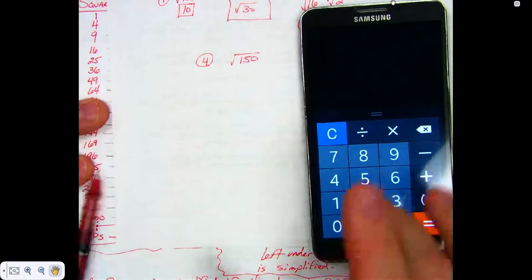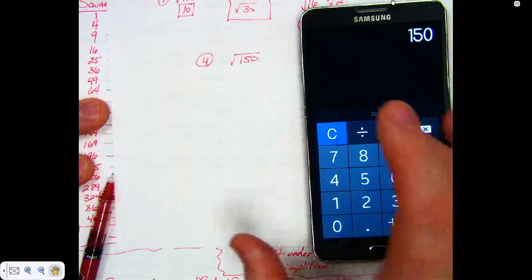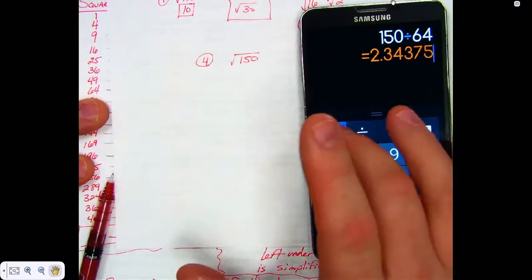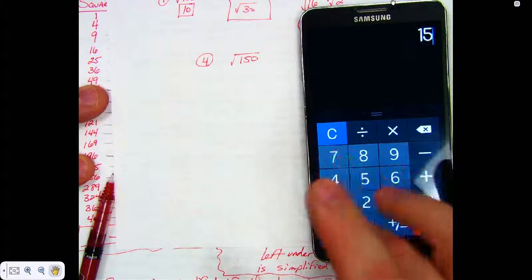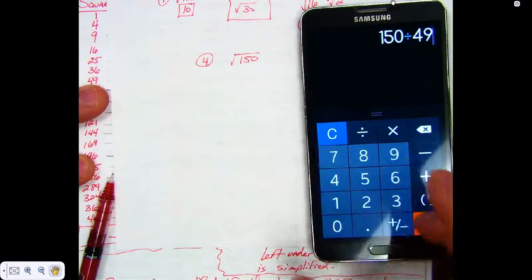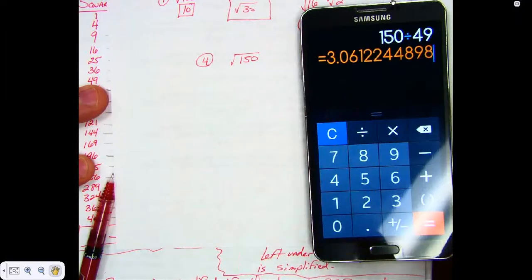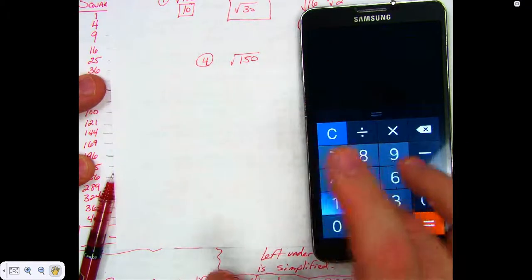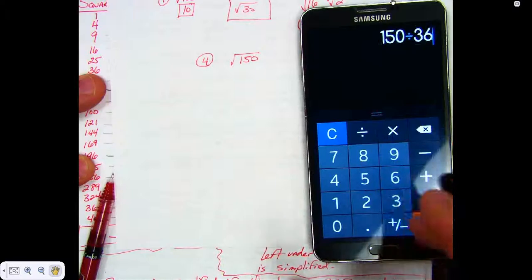Some of you may be able to see this. 150 divided by 64. Okay, it's not going to come out even, is it? What's the next one? 150 divided by 49. And I'm doing this the long way. Some of you can see in your head that that doesn't work. But let's be honest, this isn't taking that long, is it? So I can knock that off the list. 150 divided by 36. That one doesn't work.